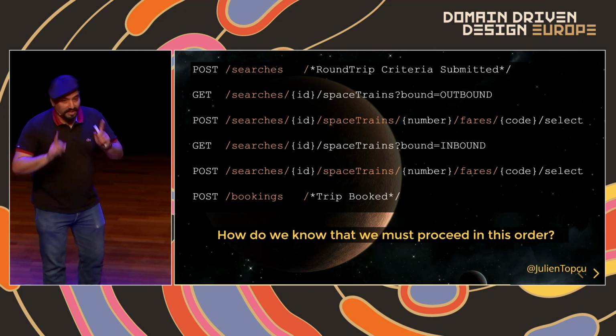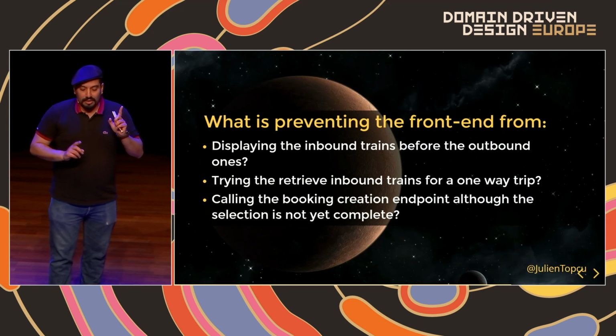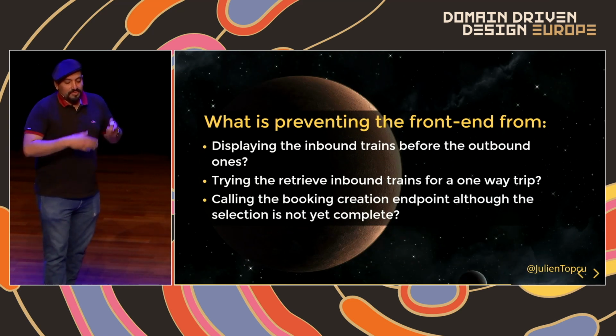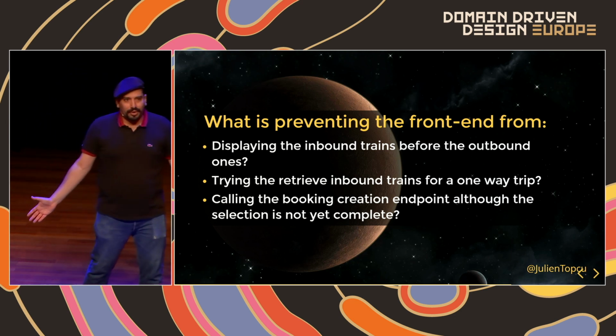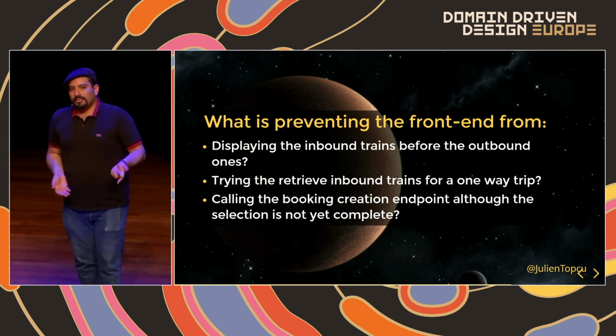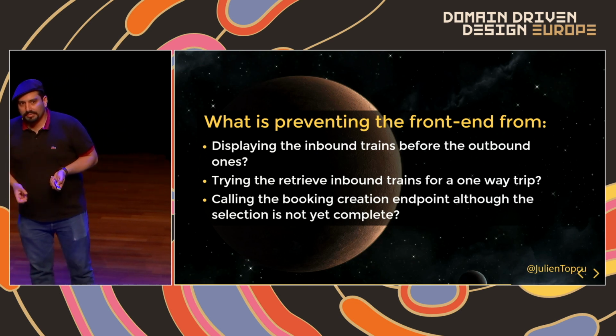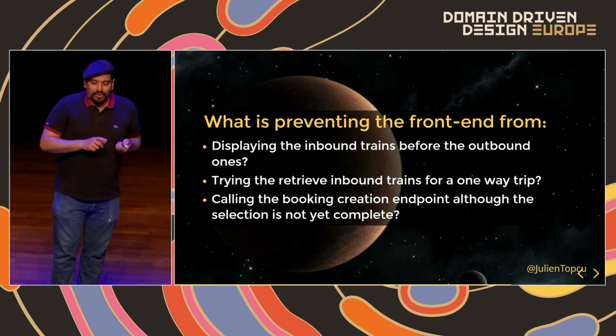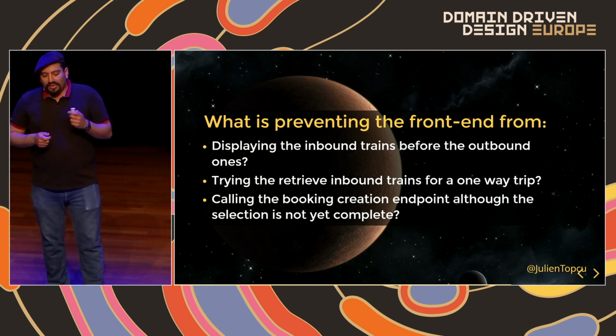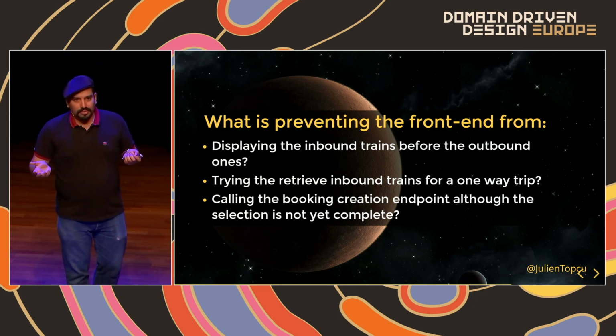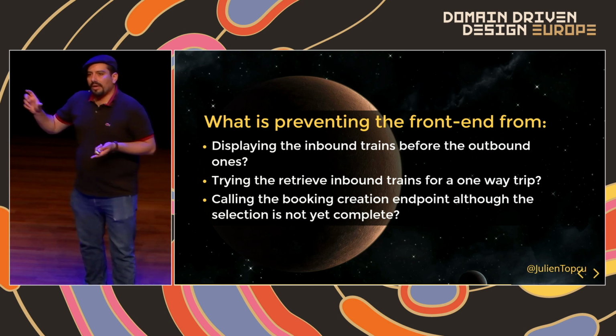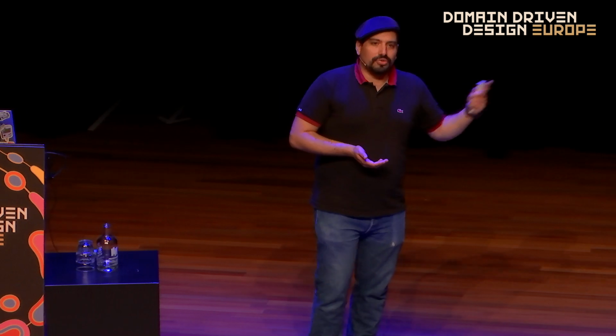It also means that, what is preventing the front end from displaying the inbound trains before the outbound ones? Nothing, because you know the API. What will prevent the front end from trying to retrieve the inbound trains for one trip? That doesn't mean anything, but since you know how to build the URLs and the API, he can try to do that. He can also try to create a booking even if the selection is not complete. He knows post bookings, right?